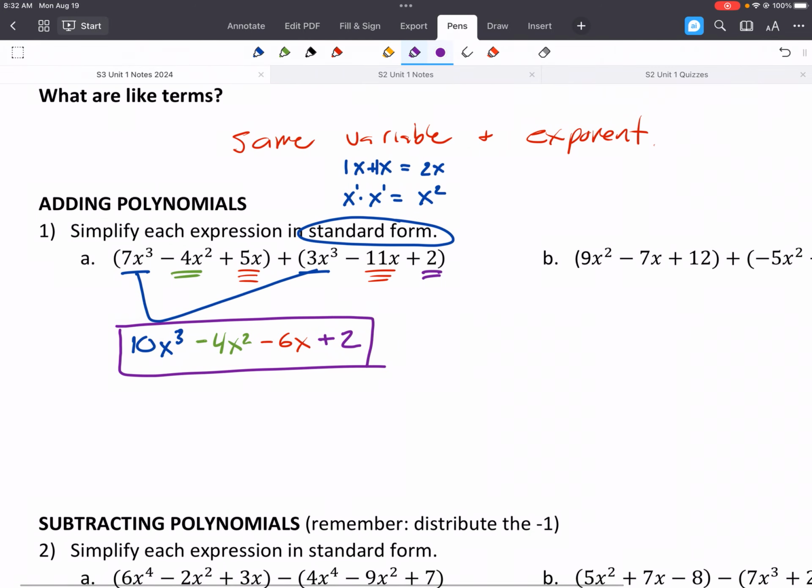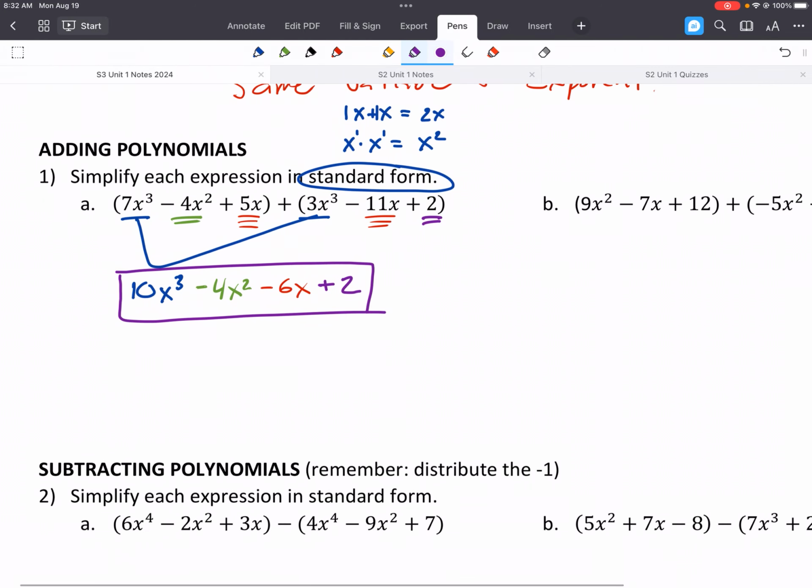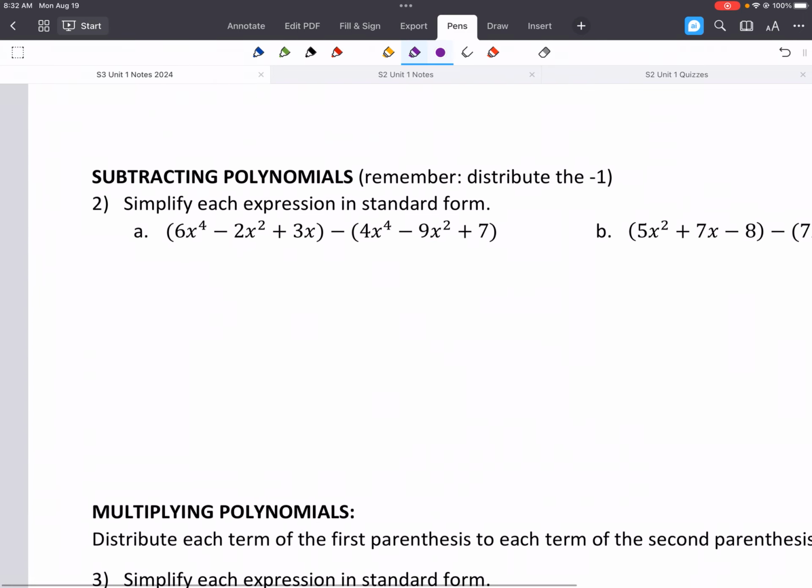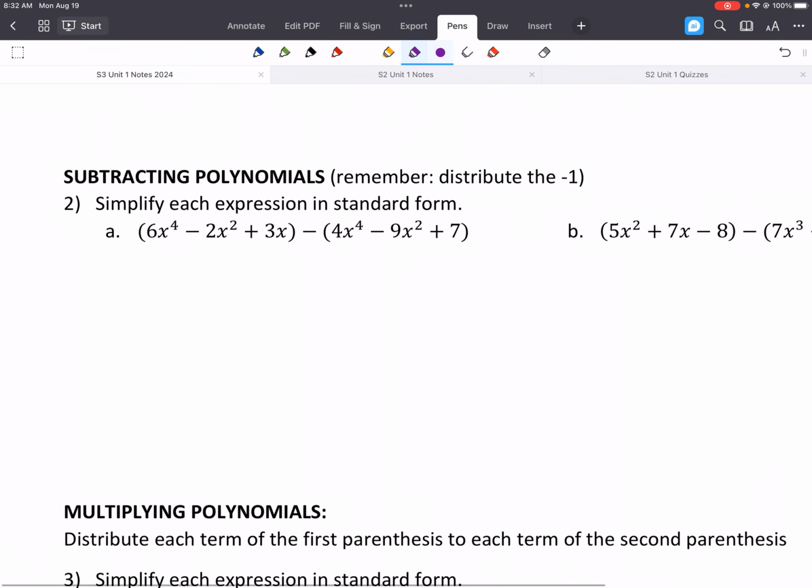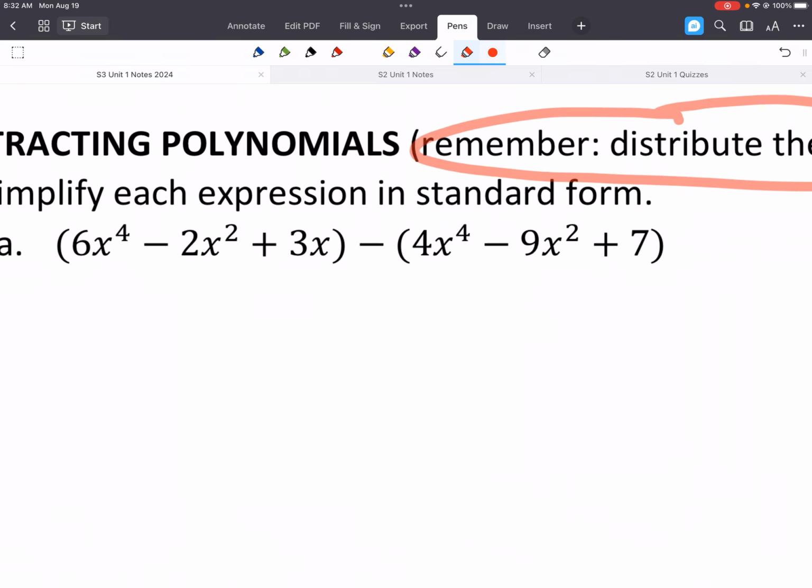I'll skip B, but if you want to see it or check your work, I have it filled in on the notes. Okay? All right, next up is subtracting polynomials. Just remember that when we are subtracting polynomials, we need to distribute the negative 1. Otherwise, you might forget that you're subtracting.